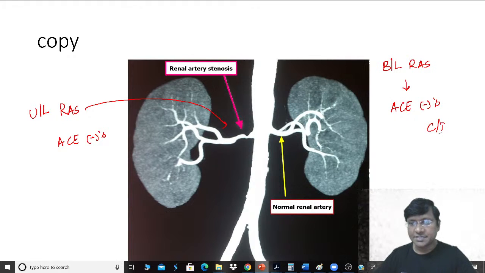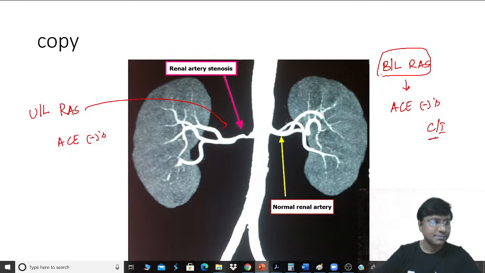Right, the ACE inhibitors are contraindicated if there is bilateral renal artery stenosis.